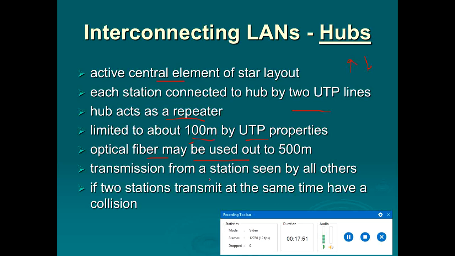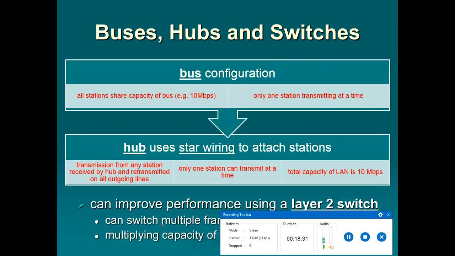Also, we should note that the scheme is physically a star, but it is logically a bus. A transmission from any one station is received by all other stations, and if 2 stations transmit at the same time, there will be a collision. Although it looks like a star, logically it is a bus topology, because it is actually broadcasting. Whenever a station sends data to some other station, that data will be received by all the other stations, and if 2 nodes try to send data at the same time, there will be a collision.